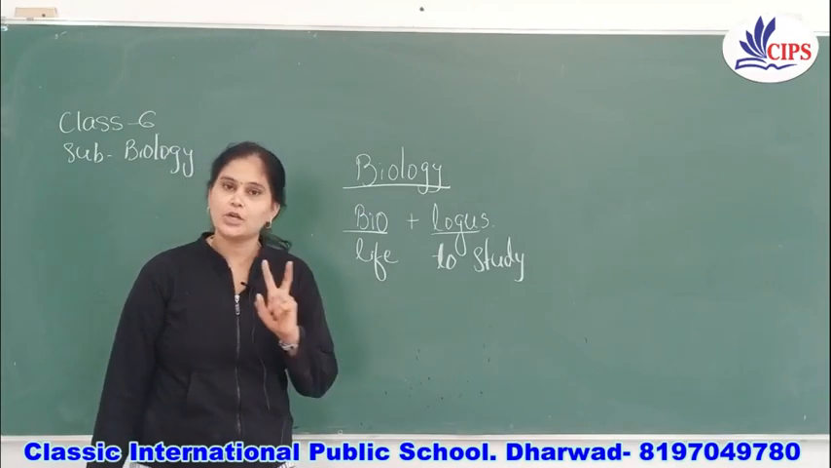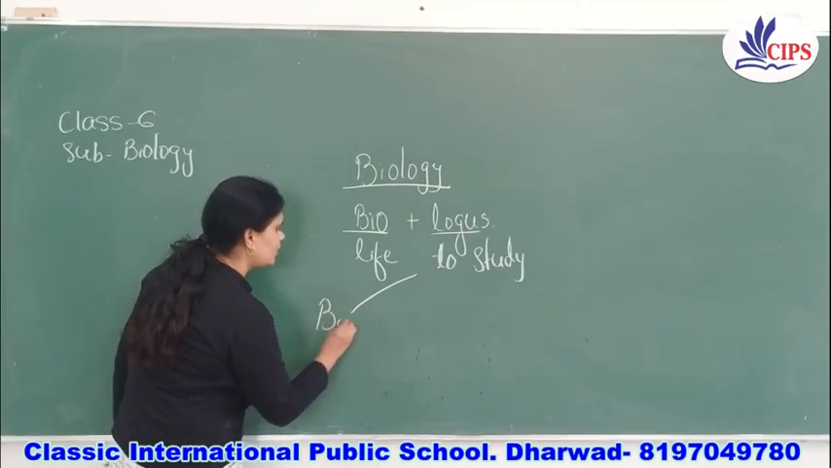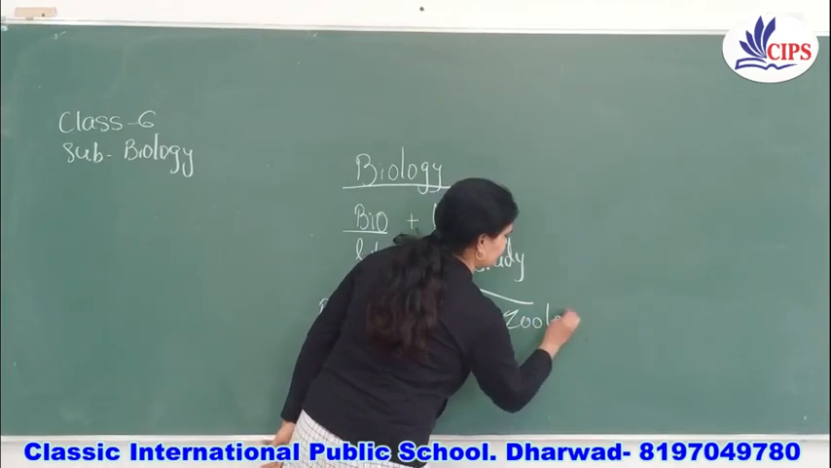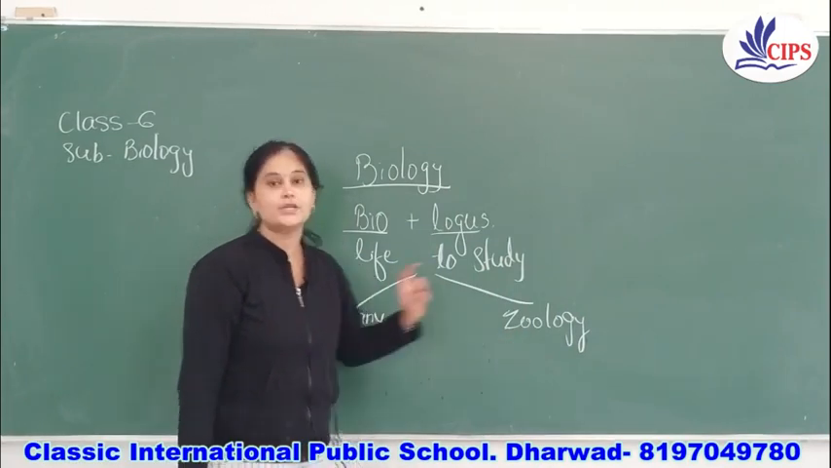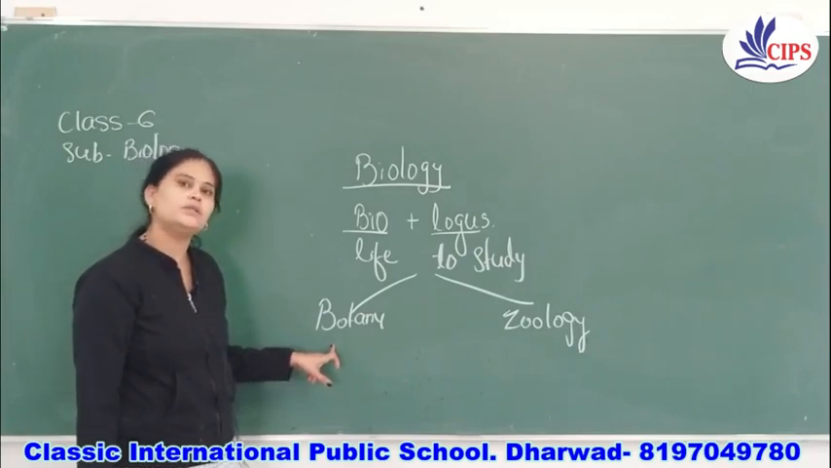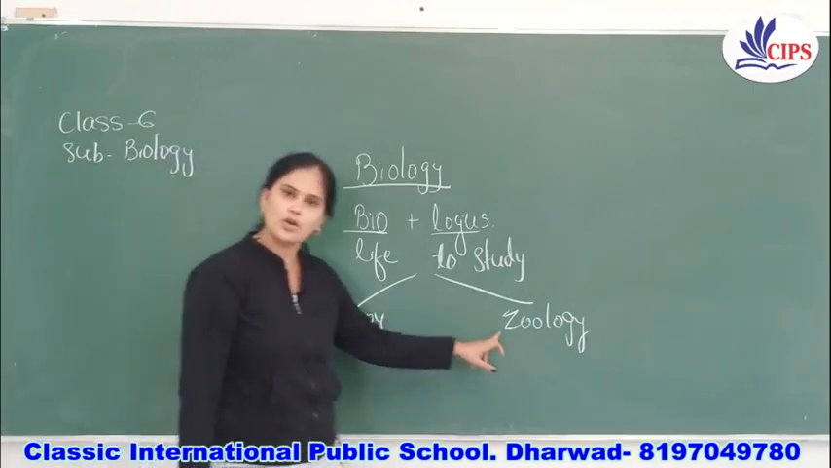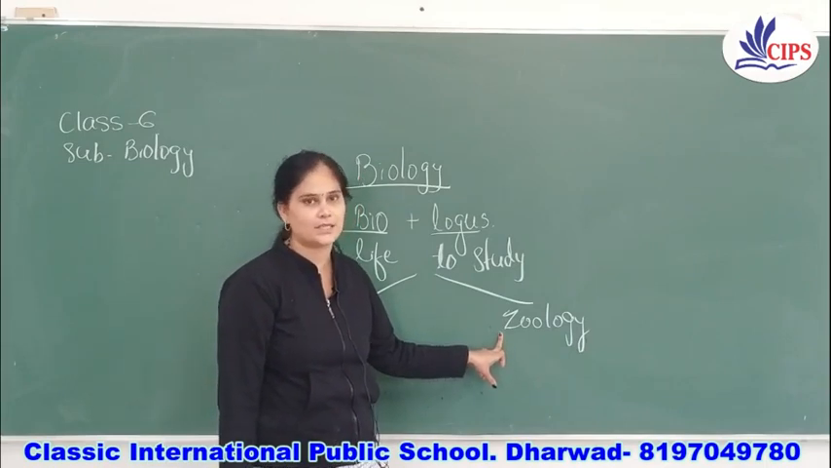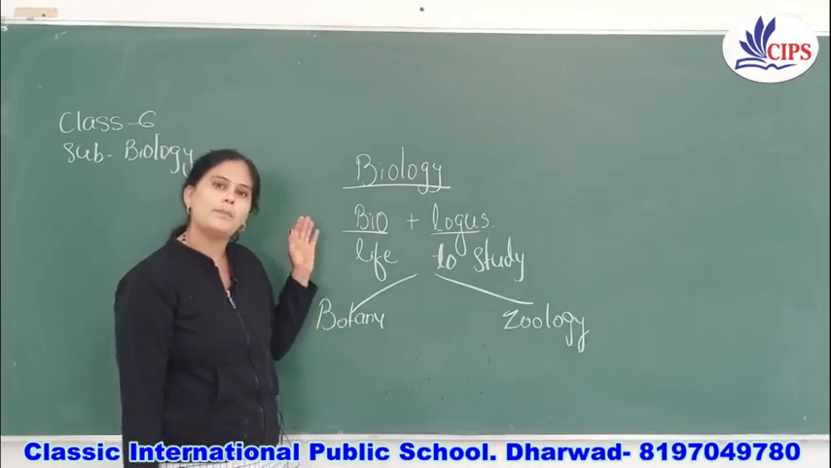Again, in biology there are two major parts. One is botany and the other is zoology. Botany is a branch of biology where we study only the plants. Zoology is a branch of biology which deals with the study of animals. So these are the two major divisions or parts in biology.